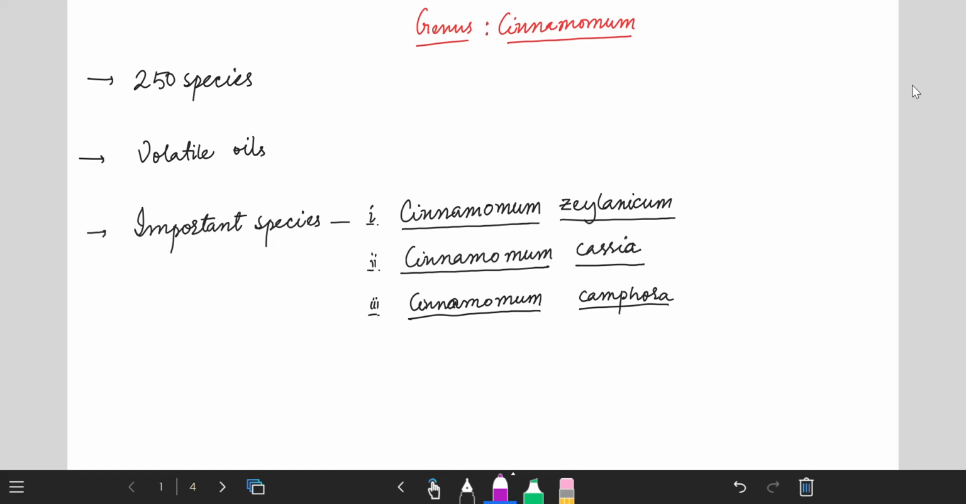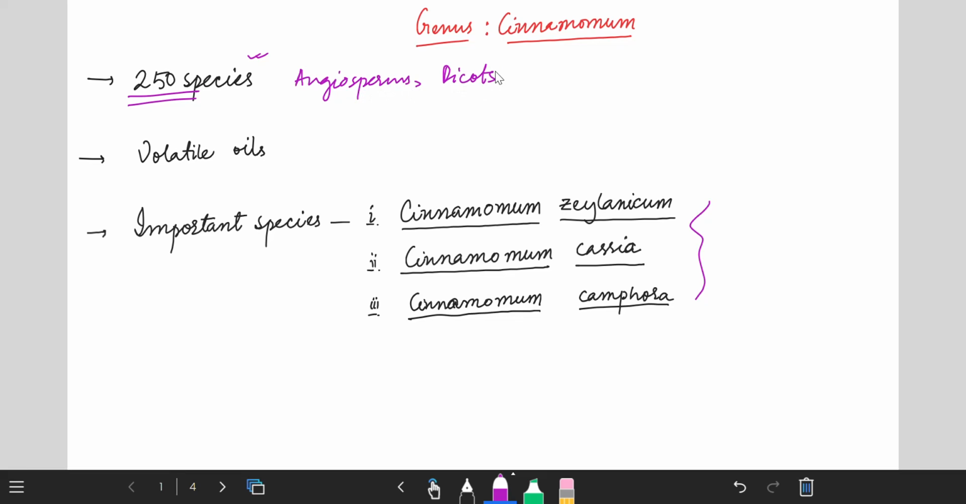Today's topic is Cinnamomum, an important genus that belongs to so many species, nearly 250 species. Can you imagine? But among these 250 species, only three show medicinal importance. We will understand step by step. These species are angiosperms in nature, and dicots.